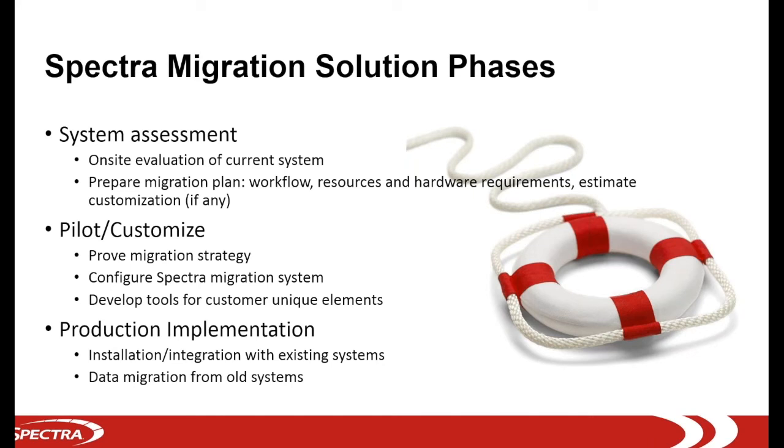So those are the three major phases that we see in every migration project that we get involved in. So system assessment, we come in, we look at the system, we prepare a pilot, we work with the customer very closely, customize everything, and then once we prove that everything works correctly, there might be some QA involved in there as well, we will put the system into production and migrate the data into the Spectra storage environment.